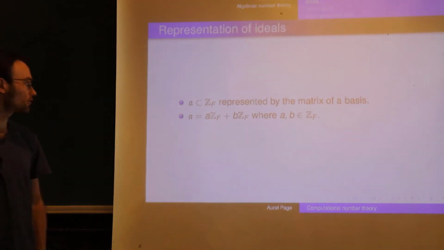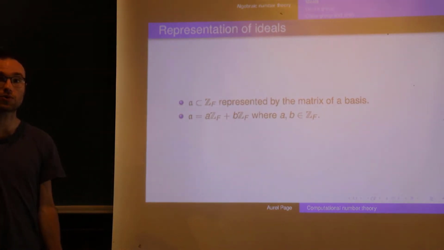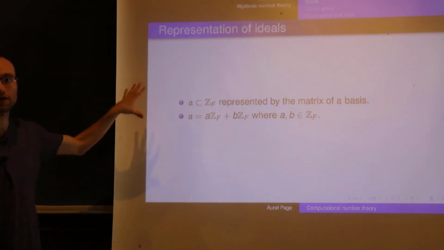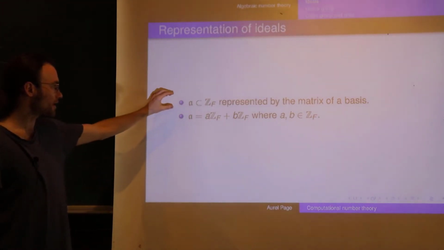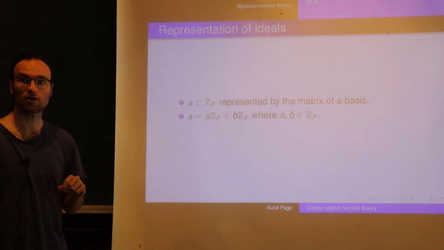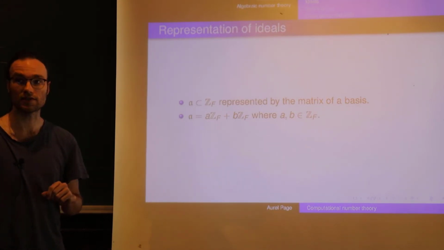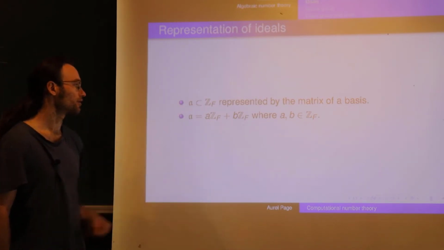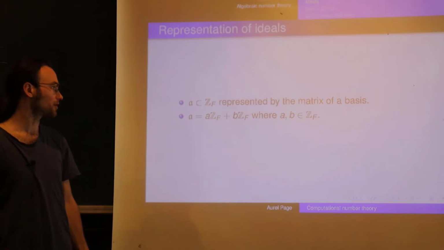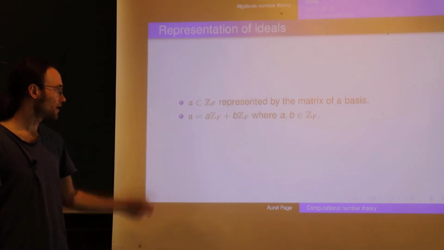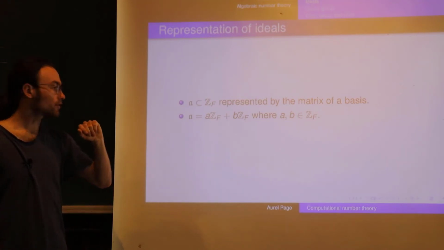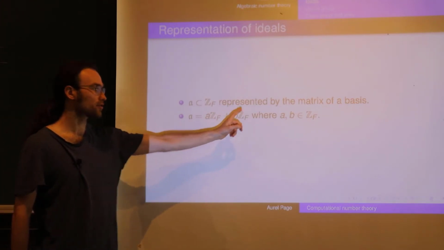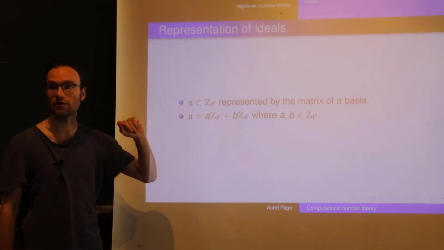Okay, so before talking about what we do with ideals, we should talk about how we represent them. There's two main options. We could represent them by the matrix of a basis of the ideal, a basis over Z, simply because they are finitely generated over Z, so we can represent them by a basis. The other option is using the theorem that tells you that every ideal can be generated by just two elements over the ring of integers.